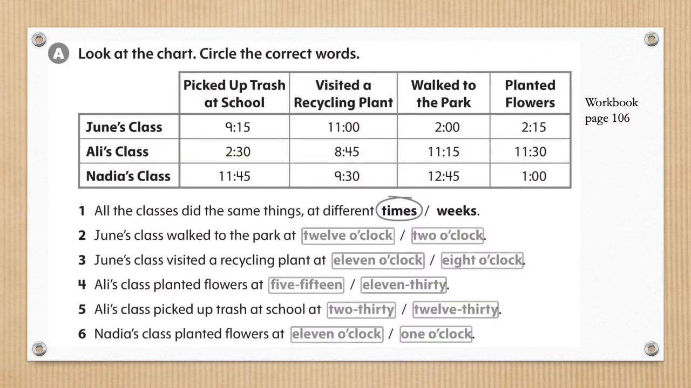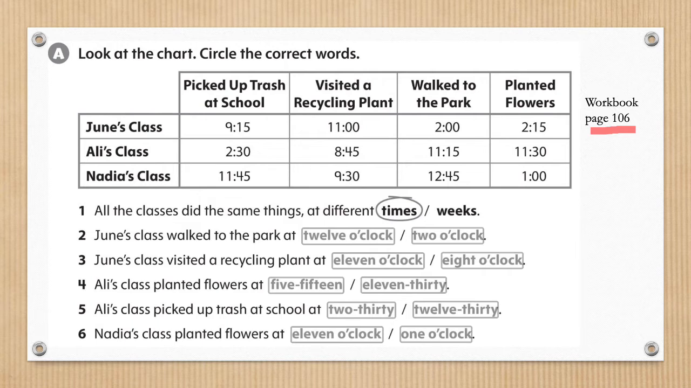Let's start with Activity A. Please open your workbook to page 106. Starting with Activity A, we need to look at the chart and circle the correct words. The classes are on the left-hand side of the chart, and above the chart are what each class does. In between that, we have the times. So an example of how to find the correct word, we look at number 1. All the classes did the same things at different times.